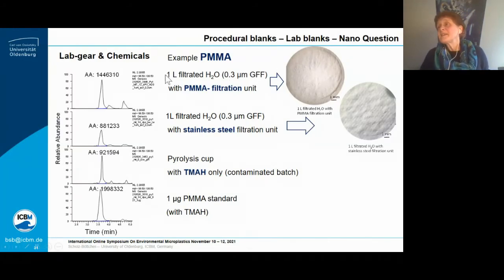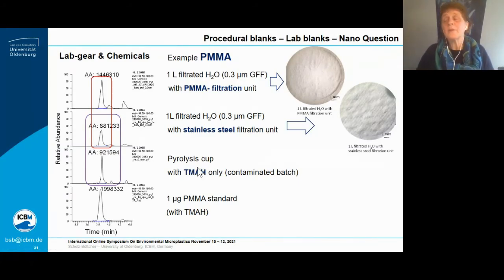That is the last example, given for PMMA, and for two sites. On one hand, the filtration units. So we usually use a PMMA filtration unit and have a normal blank with this. But if we change, and we have done that now, to stainless steel filtration units, then you can lower this contamination. But what is shown here, even the TMAH reagent and also solvents can contain traces of polymers.